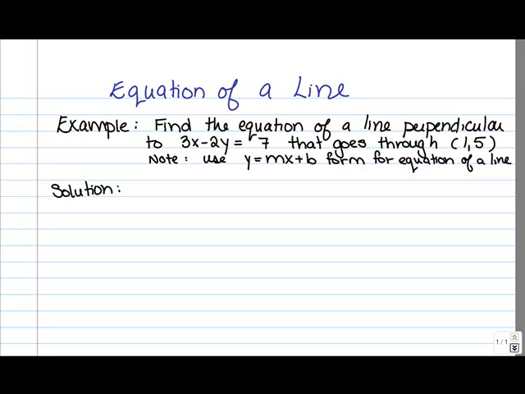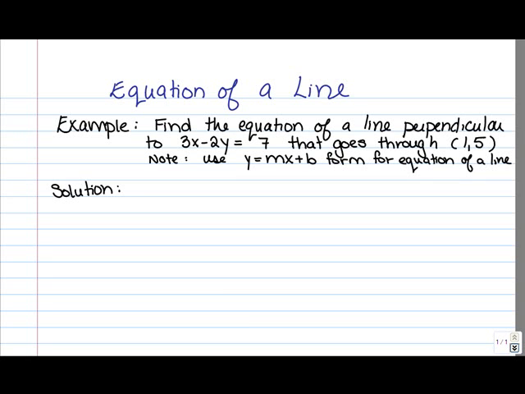So go ahead and try this question on your own first. In order to do this, you know you're going to have to figure out what m and b are. M is the slope of the line, and remember, we want our line to be perpendicular to the line that's given. Now, the line that's given, 3x minus 2y equals 7, is not in y equals mx plus b form, so you might want to rearrange it into that form to make it easier to figure out what the slope is.